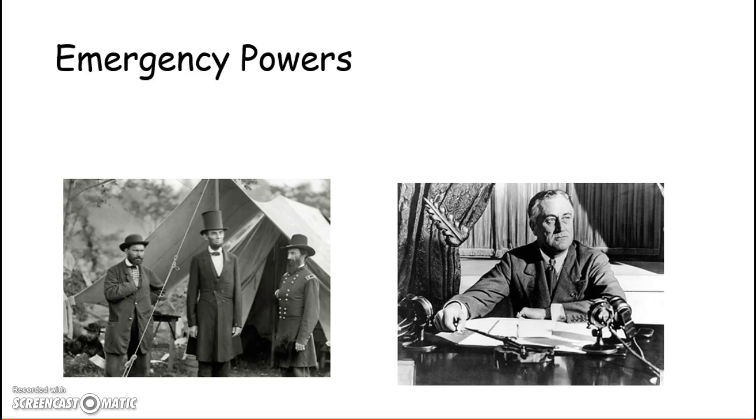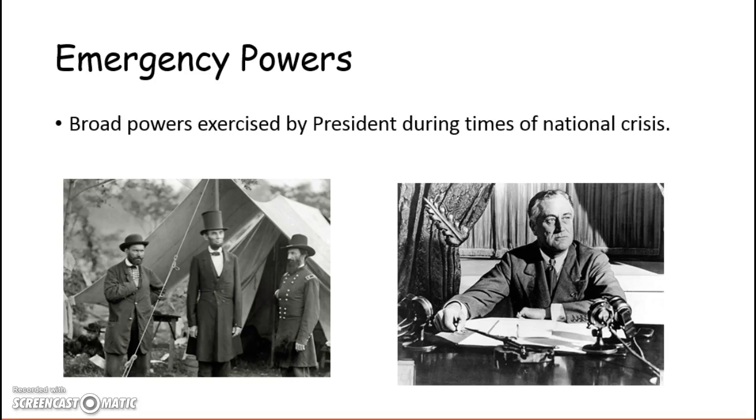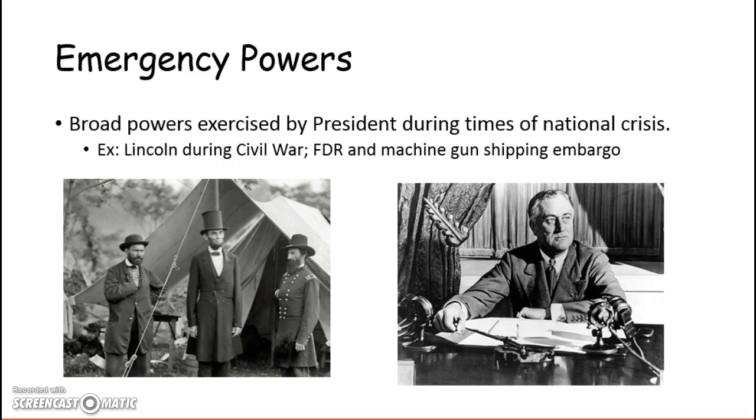Okay, moving ahead to emergency powers. These are broad powers exercised by presidents during times of national crisis. We have the example of Lincoln during the Civil War, when he used emergency powers to suspend the civil liberties of alleged agitators, to draft state militia units into national service, and to federalize the governing of the southern states.